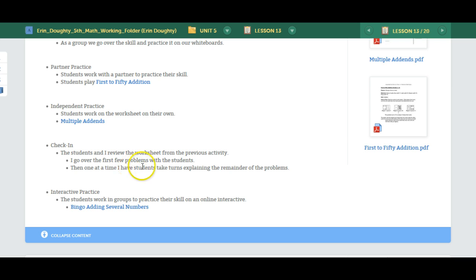The next day, I check in with the students. We go over those adding problems, and then I have students explain their thinking as they set these problems up and solve them.